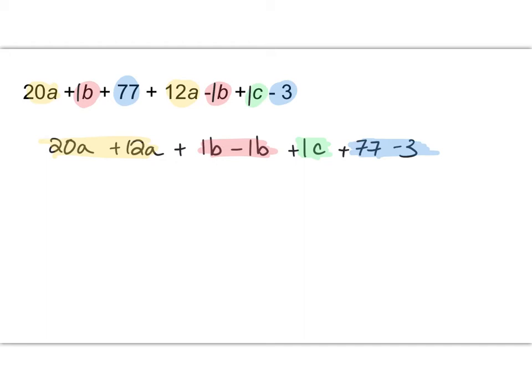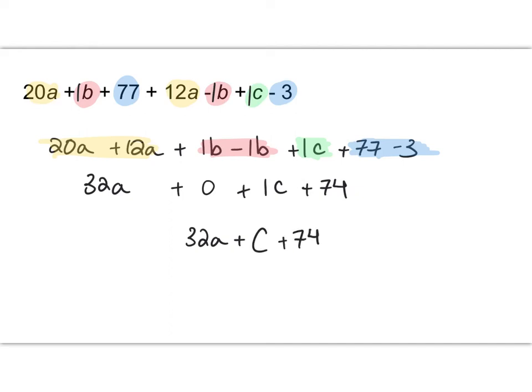20a and 12a, that's 32a. 1b minus 1b is 0. Then I have 1c. There's nothing to combine with the 1c, so I just write it down. And 77 minus 3 is 74. Okay, this can still be simplified a little because I don't need to write 0. I can just skip that. And when I'm writing 1c, I can just write c. So this is 32a plus c plus 74. Much simpler than what we started with, huh?